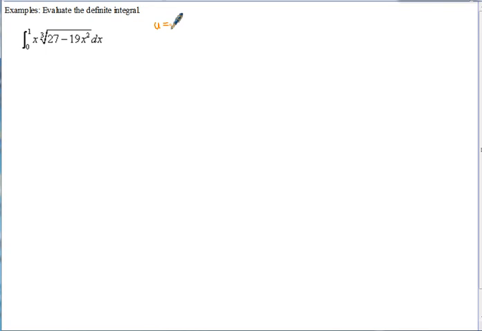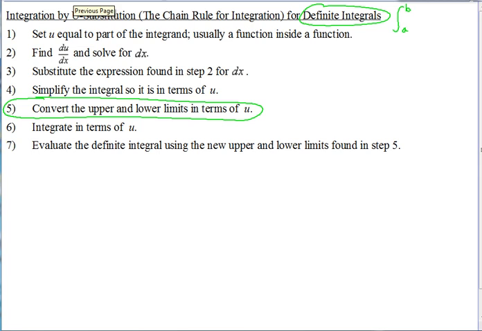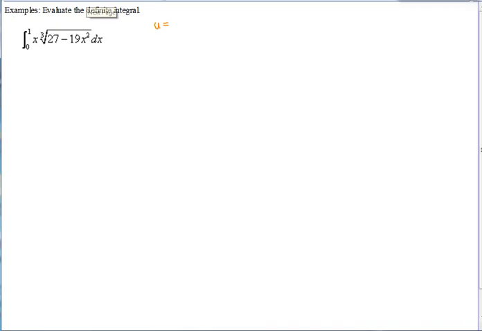That's why I call it the chain rule for integration in a sense, because we use the chain rule when we're taking the derivative when we have a function inside. In this case, the only function inside is this 27 minus 19x squared, which is inside the cube root. So let's see what happens if we set 27 minus 19x squared equal to u. Remember, it could really be any letter other than the variable x. So it could be W substitution or a different letter.